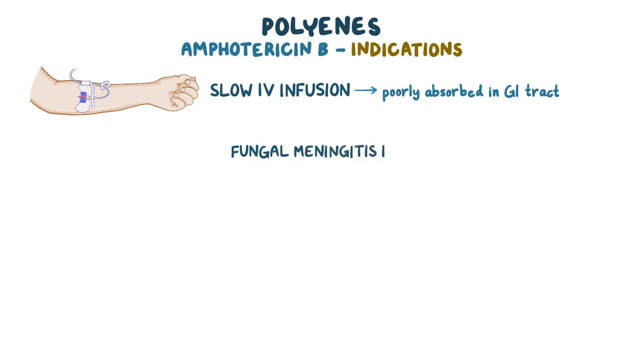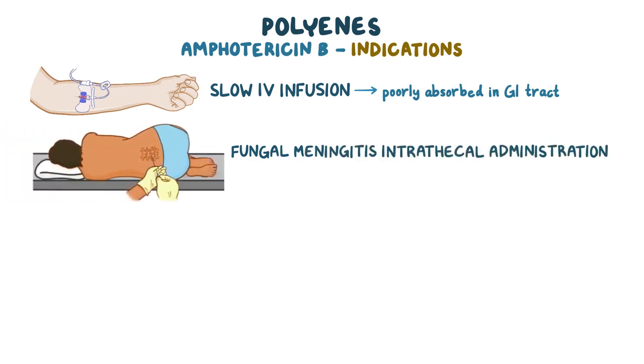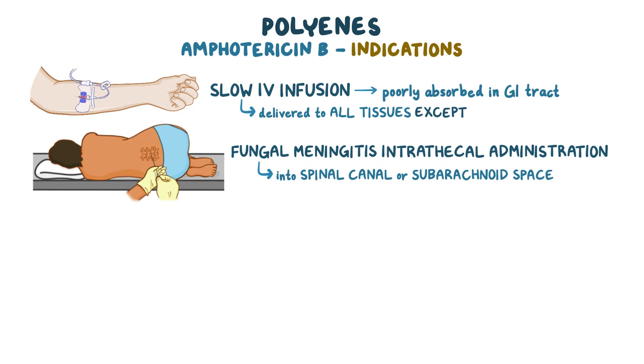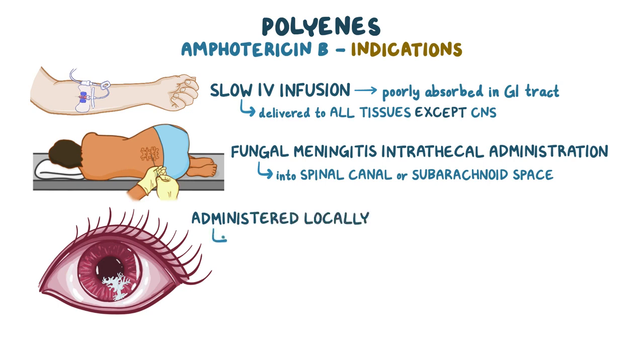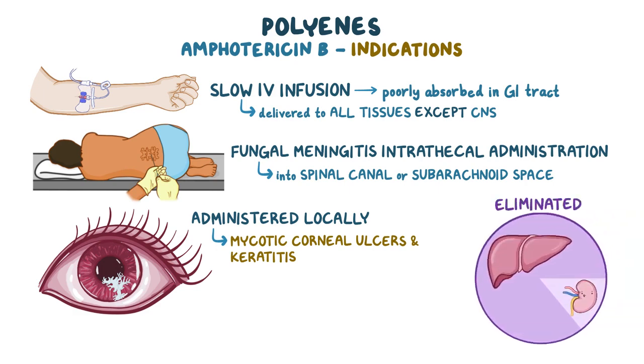In fungal meningitis, intrathecal administration, meaning injection into the spinal canal, or into the subarachnoid space, has been used, since the drug is widely distributed to all tissues except the central nervous system, or CNS, when administered intravenously. It can also be administered locally in the treatment of mycotic corneal ulcers and keratitis. Amphotericin is mainly eliminated via hepatic metabolism, while a small fraction is excreted through the kidneys.